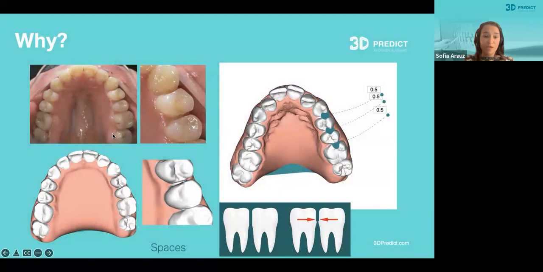So in here you can see, even in the new scan that the provider submitted for the refinement, the point of contact was not broken. So more IPR was needed to break that point of contact and to correct this lack of distalization.